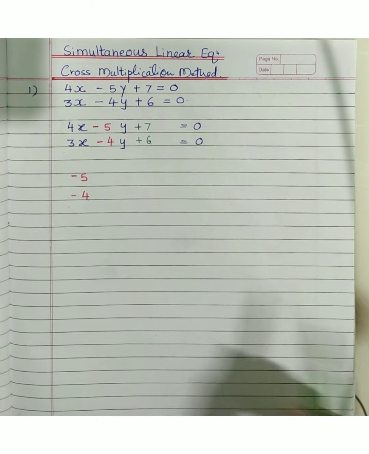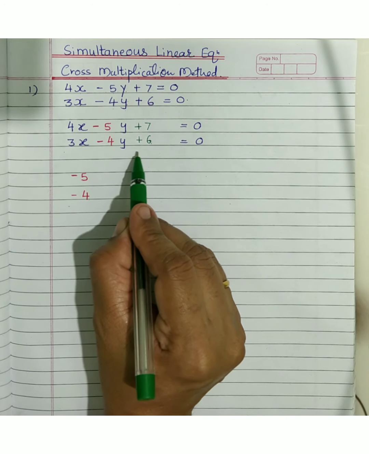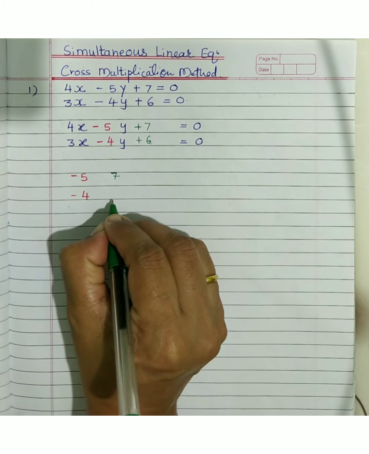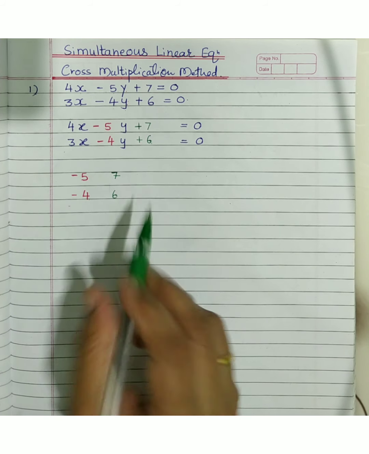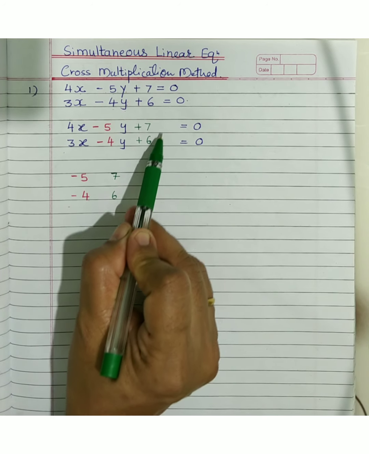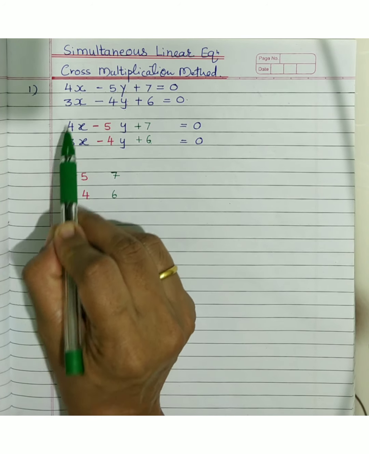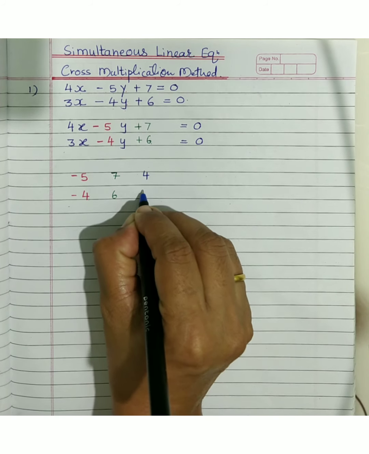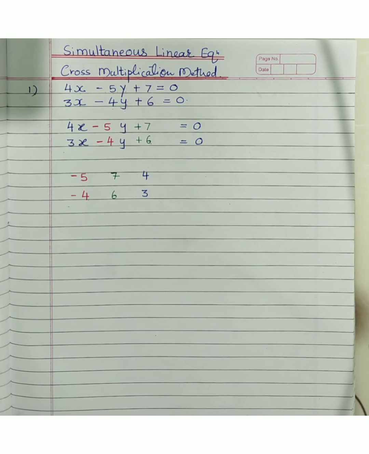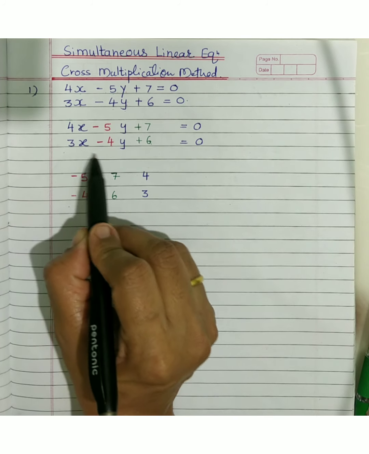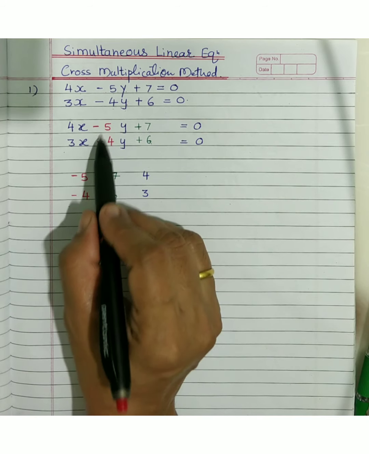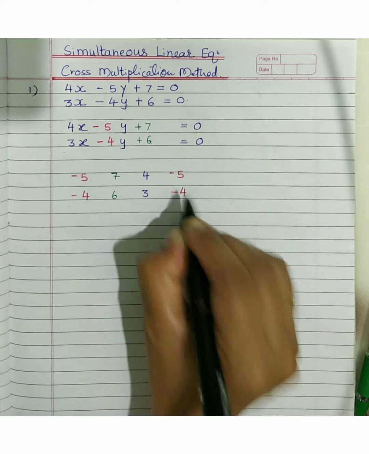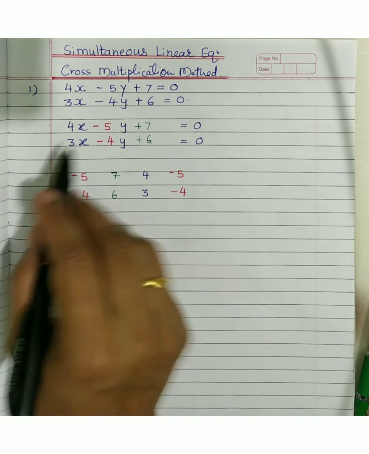Now go in a cyclic way. So after y, towards what will we go? Constant term. What are these? 7 and 6. Write one below the other. So y, constant, and then in a cyclic manner we come back to 4 and 3. So write down 4 and 3. And we have to finish the circle. So go back again with the coefficients we started with. They are minus 5, minus 4. So I hope you are clear with the working here.